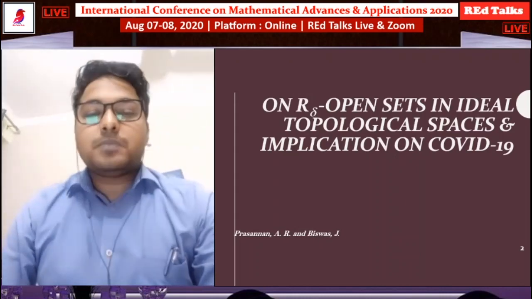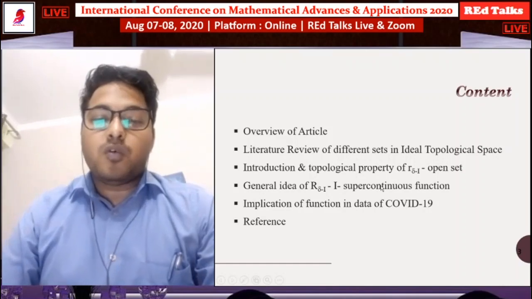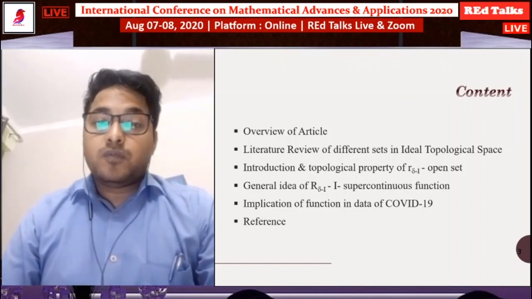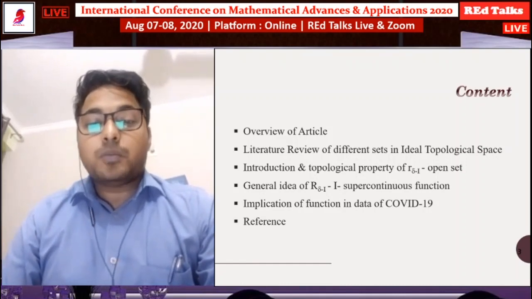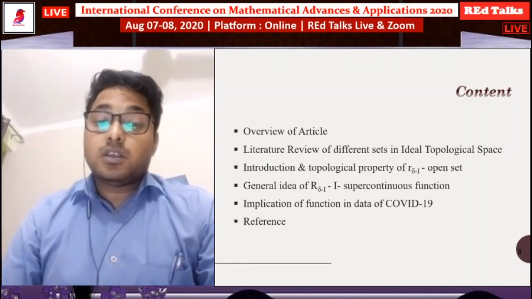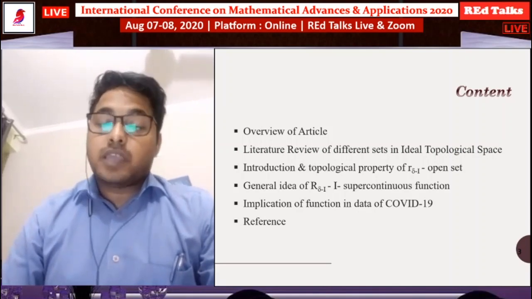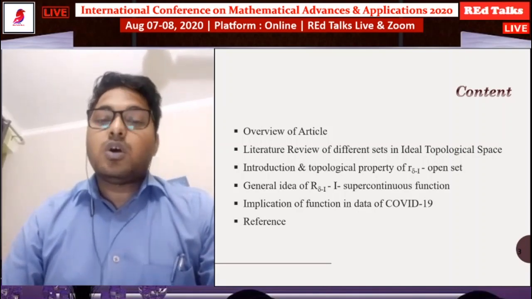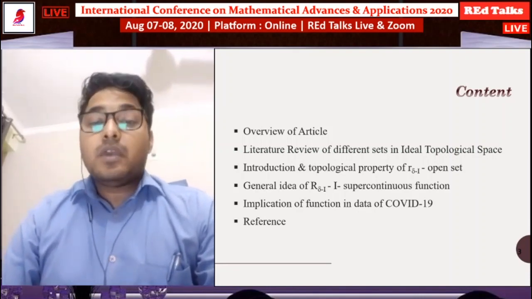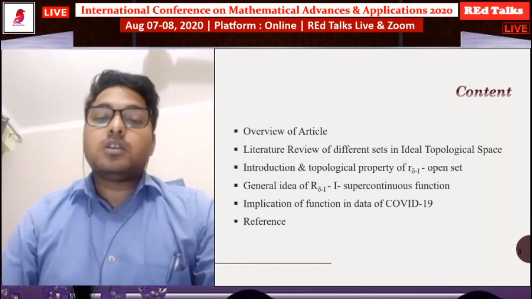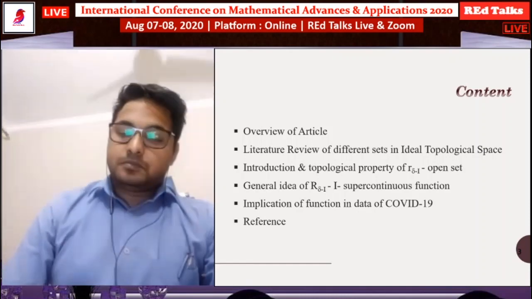We have divided this presentation into 6 major parts. First is the overview of the article and literature review. Second is the introduction and topological properties of R delta I open sets. Third is the general idea of R delta I supercontinuous functions, then implications of the functions on COVID-19 data. And in the end, we give some important references which we have used throughout this article.